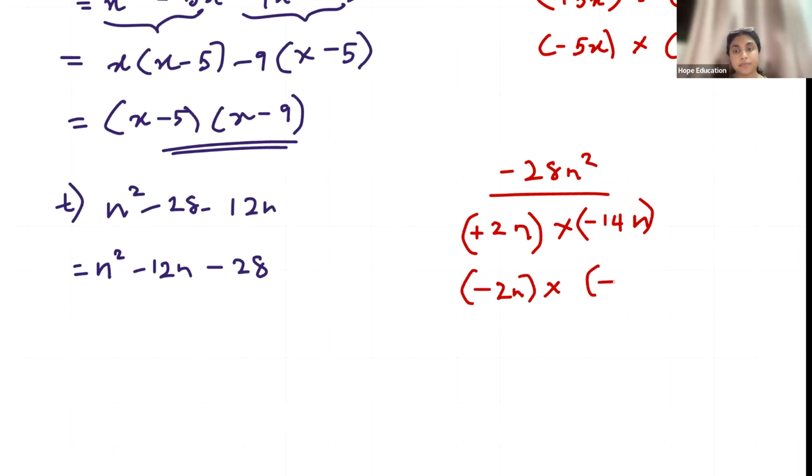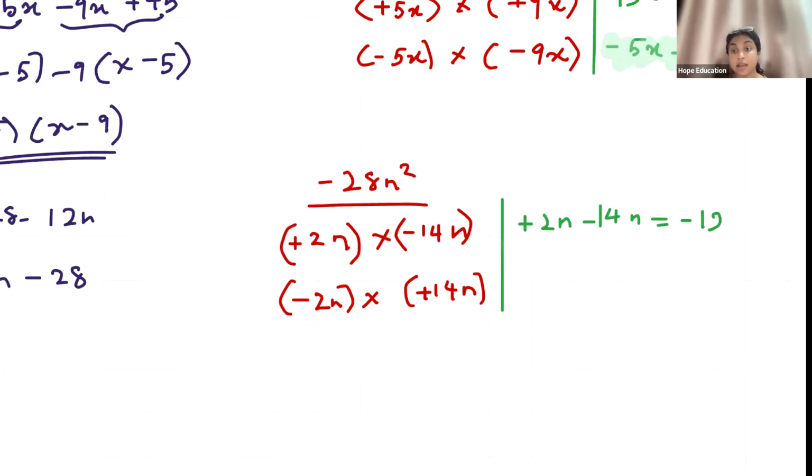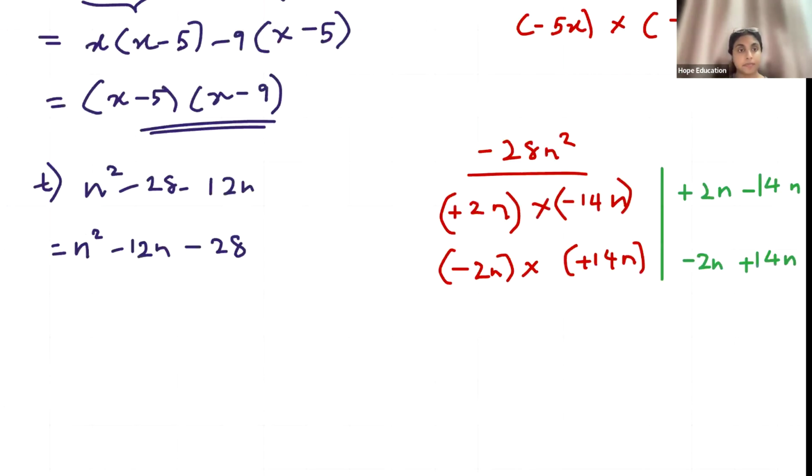Let's add and see. Plus 2n minus 14n, we get minus 12n. And minus 2n plus 14n, we get plus 12n. And what we want is minus 12n. For that, we have to use plus 2n and minus 14n.